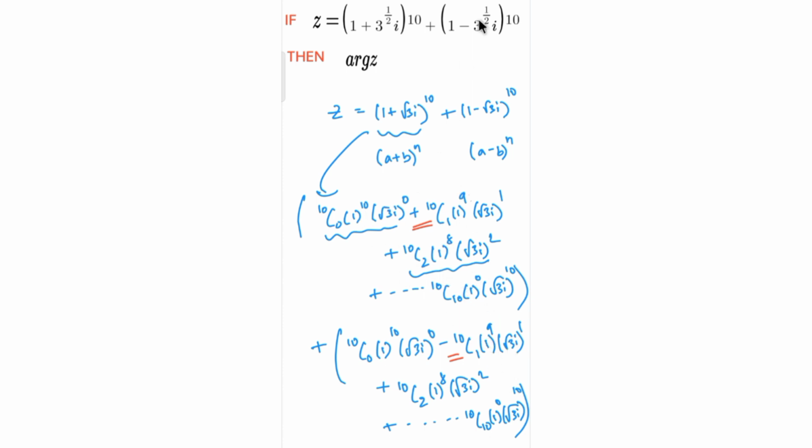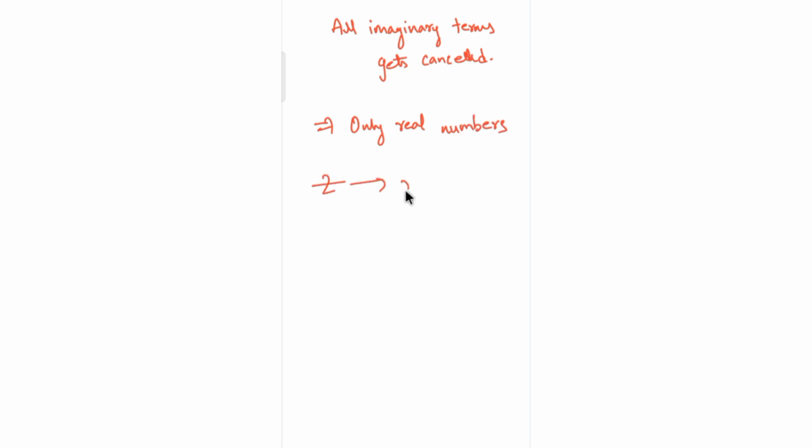So in this way, the conclusion is all imaginary terms get cancelled. So the result would be only real numbers. Now our z, so I can say z to be a real number. If z is a real number, that means there is no complex term in this. So z is a real number.